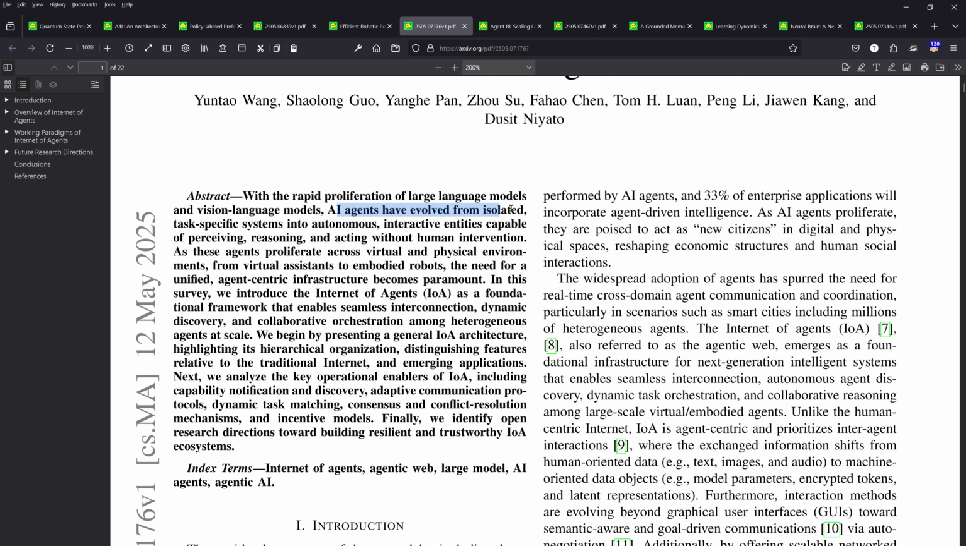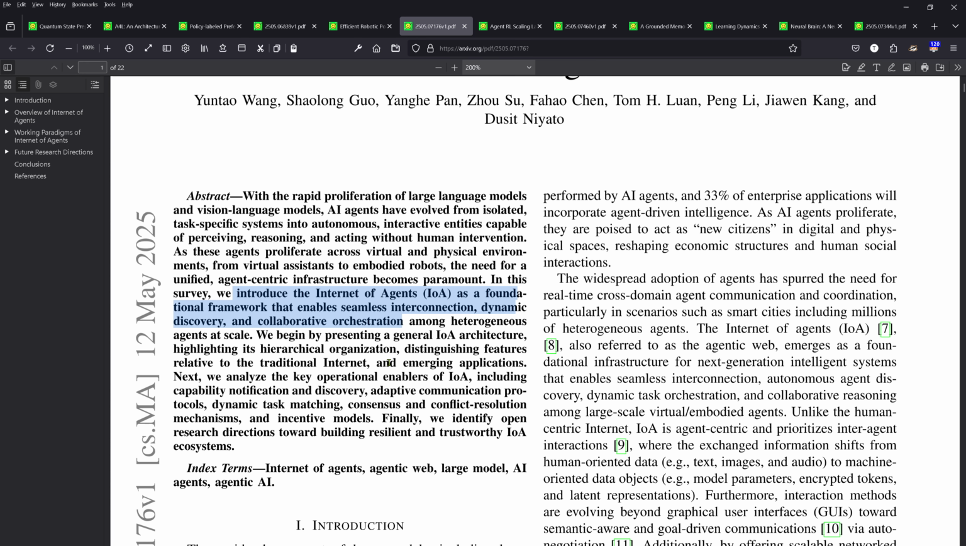And our AI agents have evolved from isolated now into autonomous interactive entities capable of receiving, reasoning, and acting without any human intervention. And in this survey, they introduce here the Internet of Agents as a foundational new framework that enables seamless interaction, dynamic discovery, collaborative orchestration among heterogeneous agents at scale.